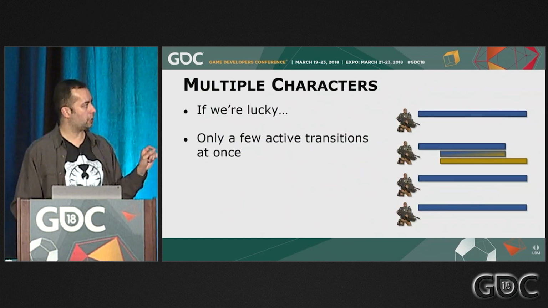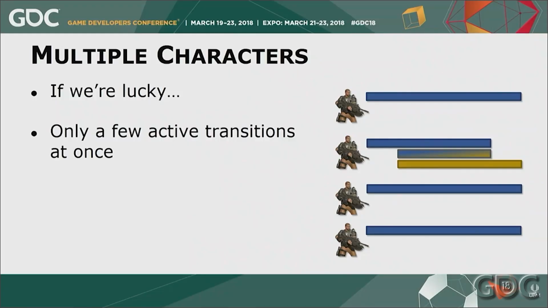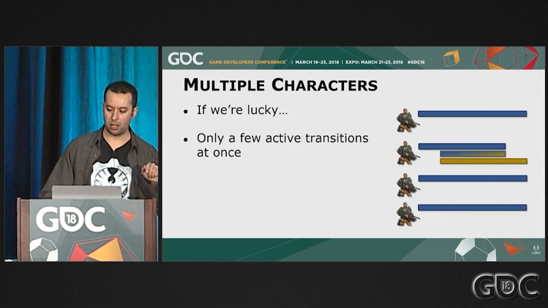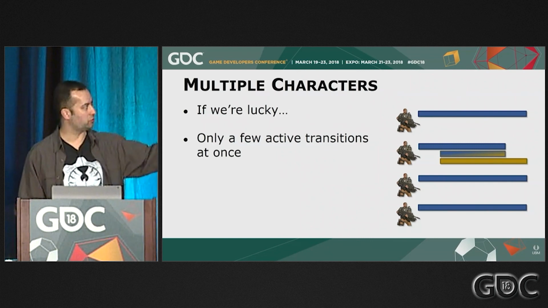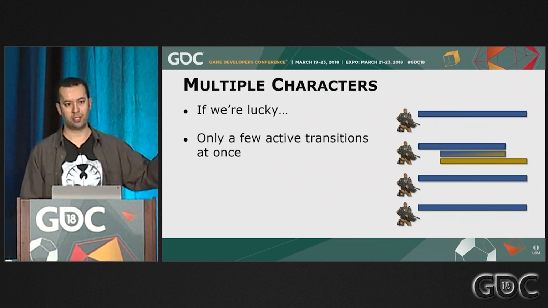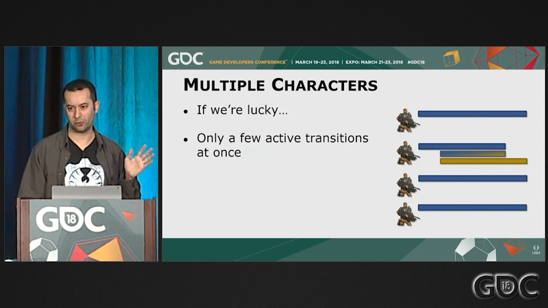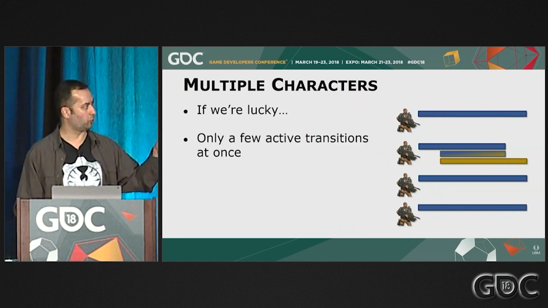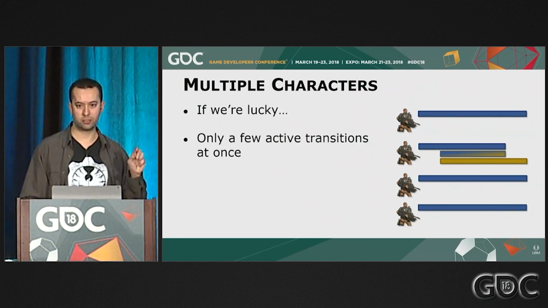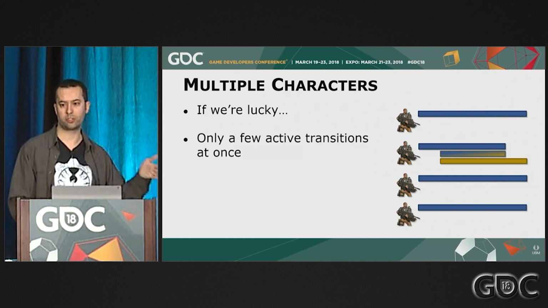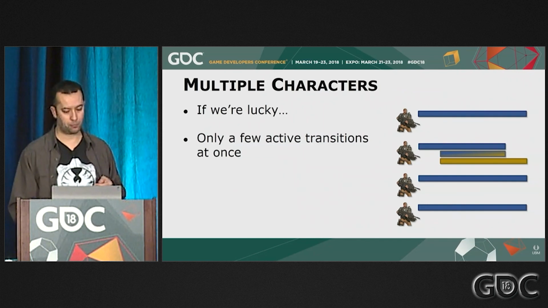Now, if we're lucky, we only have a few active transitions at any one time. In this picture, I'm showing 4 characters, and 3 of them are just doing their regular thing, and one of them is transitioning. So the cost during that transition for this particular frame is equivalent to 5 characters' worth of animation: four normal characters and this one guy who's transitioning, so his cost is double because he has to evaluate both the source and target states.